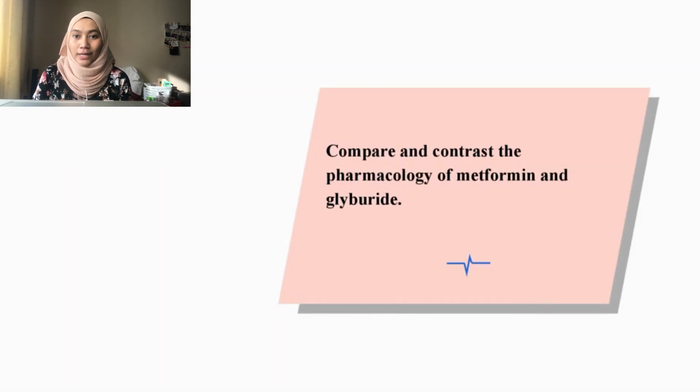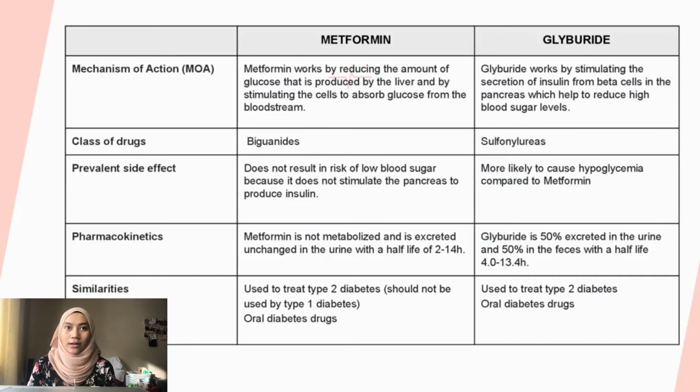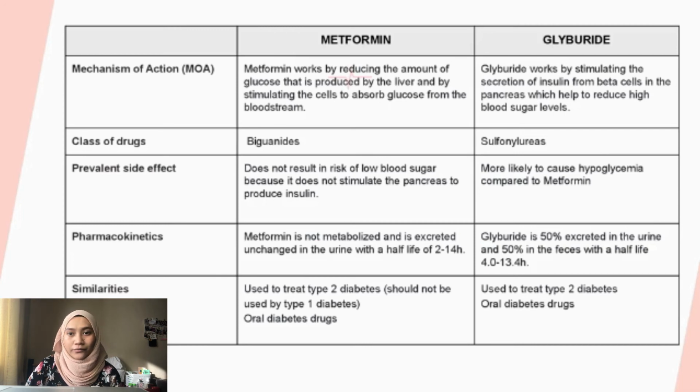Next, compare and contrast the pharmacology of metformin and glyburide. First and foremost, the mechanism of action. Metformin works by reducing the amount of glucose produced by the liver and stimulating the cells to absorb glucose from the bloodstream, while glyburide works by stimulating the secretion of insulin from beta cells in the pancreas, which helps to reduce high blood sugar levels. This is because metformin comes from the biguanide class, while glyburide comes from the sulfonylurea class of drugs.